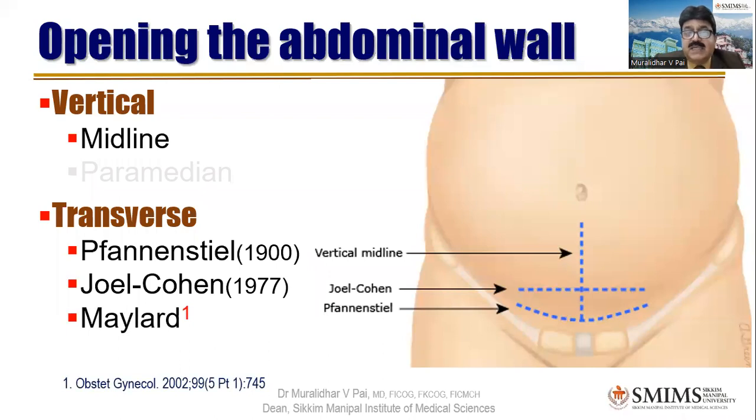Maylard's incision is a muscle cutting incision, used when you don't have enough exposure or if there is any difficulty to approach the uterus because of adhesions and things like that. You may use a muscle cutting incision, but that is usually not done in Caesarean section. Cherney's is another muscle cutting incision, at a slightly higher level than the Maylard's incision.